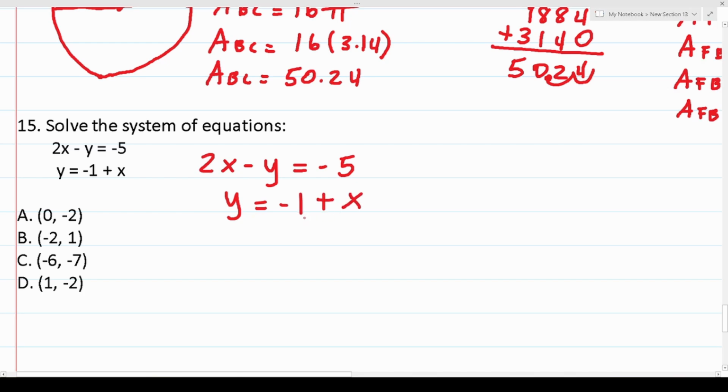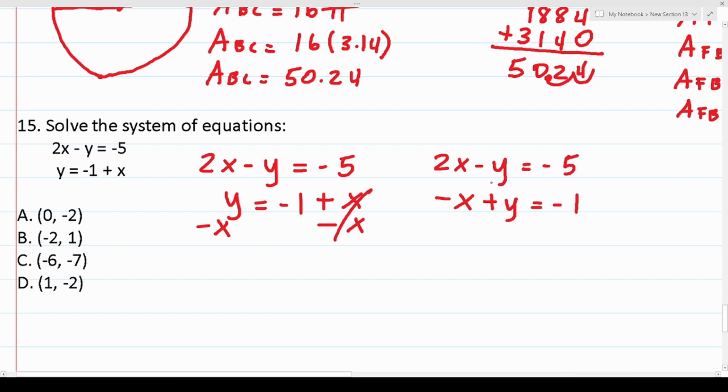As you can see, these equations are not written the same way. We have x and y on this side, whereas we only have y on this side of the equal sign. So the very first thing I'm going to do is rewrite this bottom equation such that it's of the same form of this top equation. And to do that, I'm going to subtract x from both sides. This will cross out here, and this will become negative x plus y equals negative 1. And let's just copy down this top equation over here. We have 2x minus y equals negative 5.